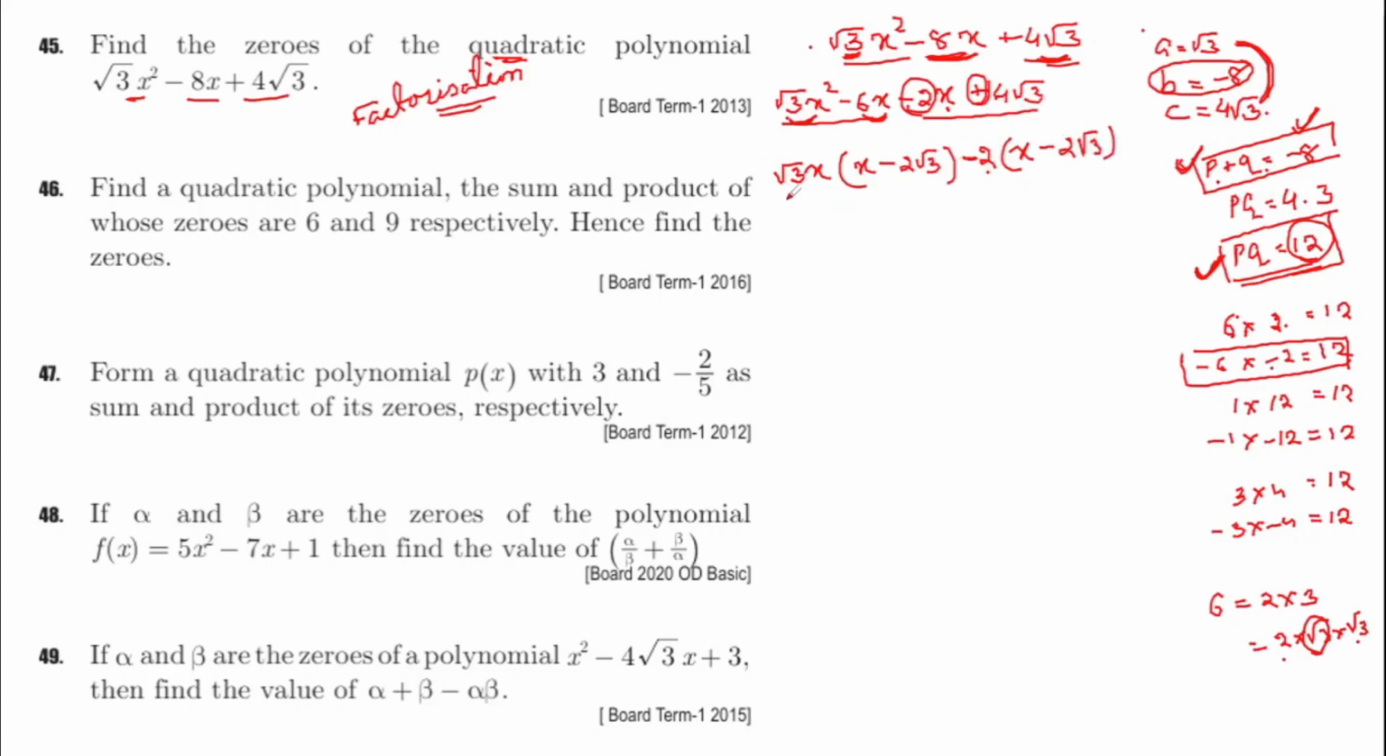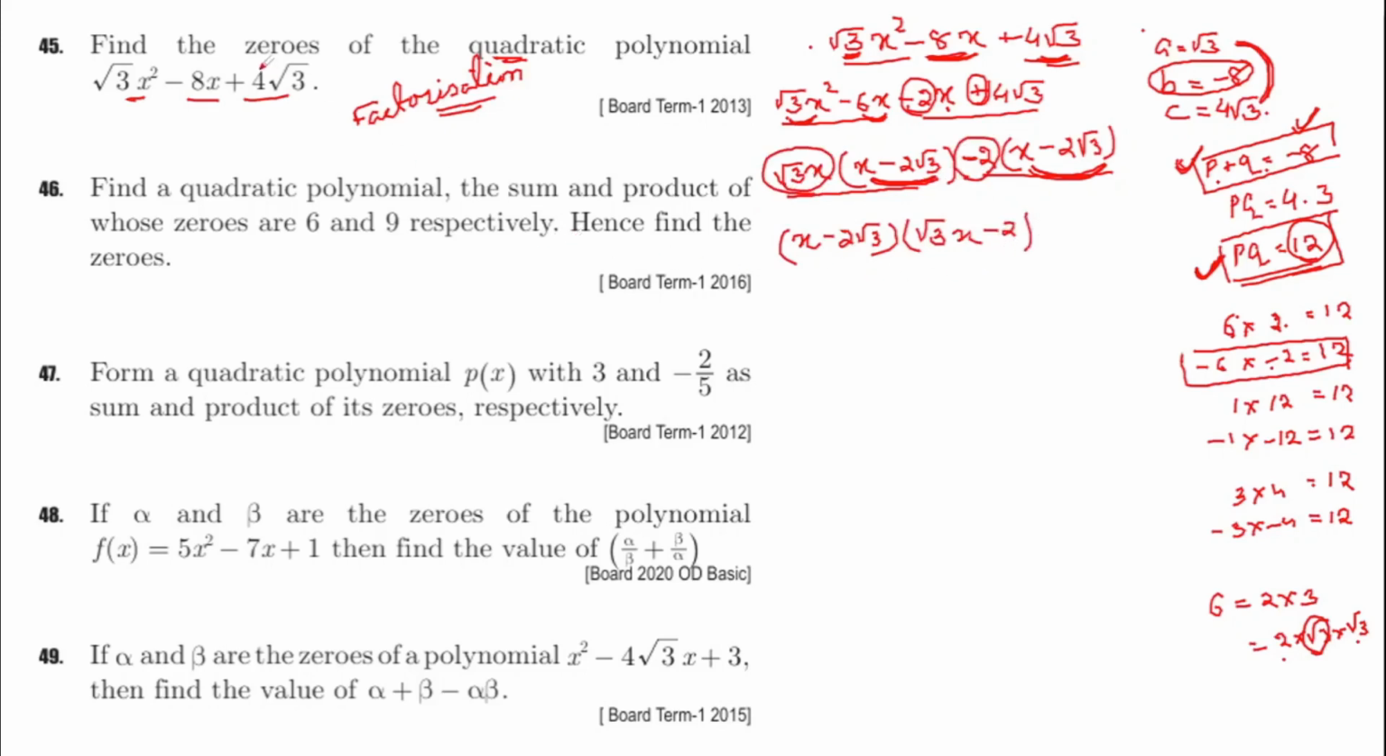Now, if you look carefully, we have two terms, this one and this one. This term has x minus 2 root 3 and this also contains x minus 2 root 3. That means x minus 2 root 3 is common in both. So if we take this as common, we are left with root 3x from this term and minus 2 from this term.